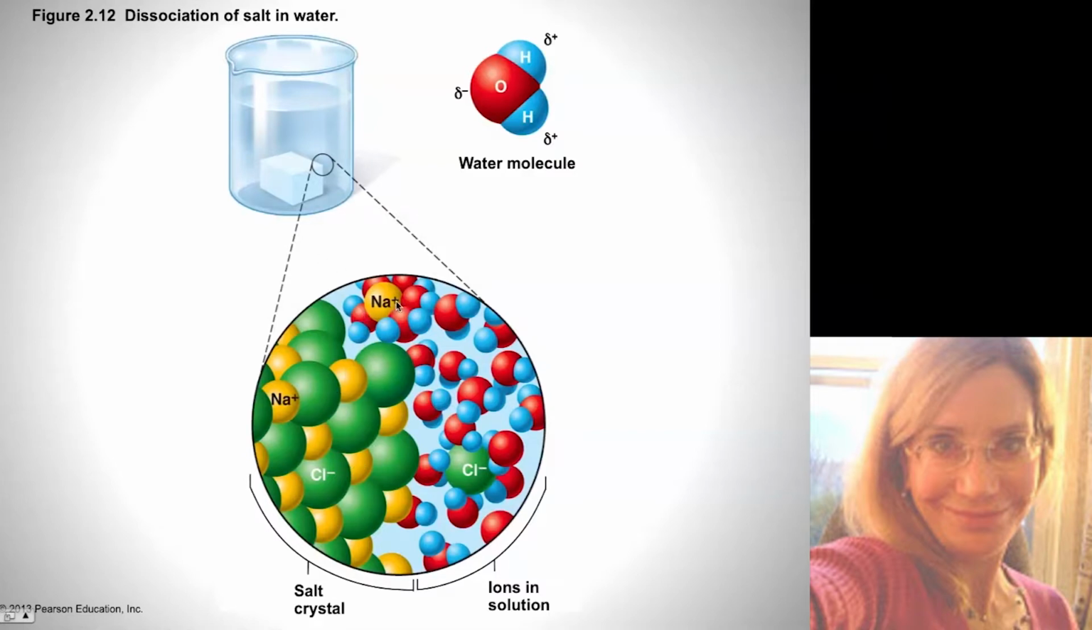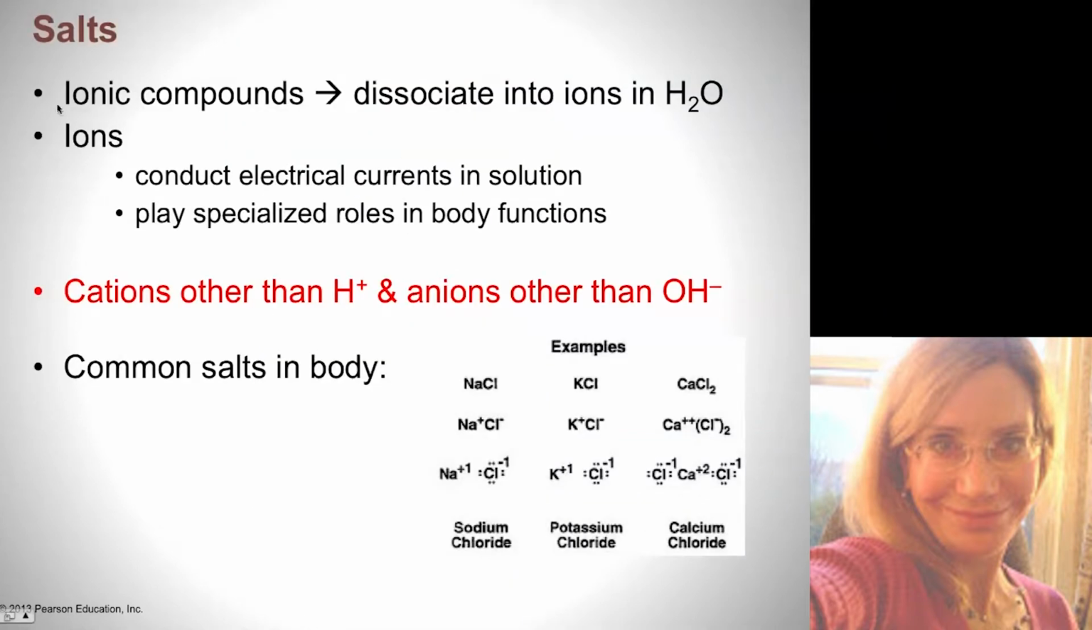From the salt crystal, you can see a sodium ion right here. It is positive, so the negative ends of the water molecules will surround that sodium ion to separate it from the chloride ion. And you can see the chloride ion is negative, and it's the positive ends of the water molecules right here that are surrounding it. And it will separate it from the sodiums. So this is dissolving that sodium chloride in water. Salts, ionic compounds, as you can see, dissociate into ions in water.